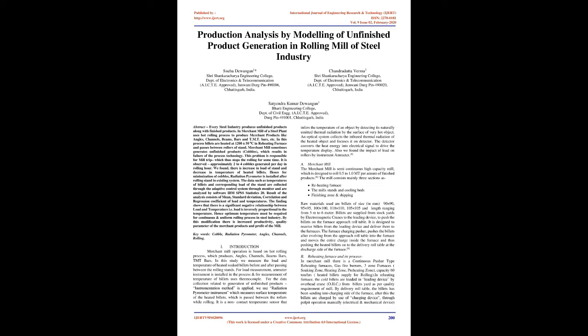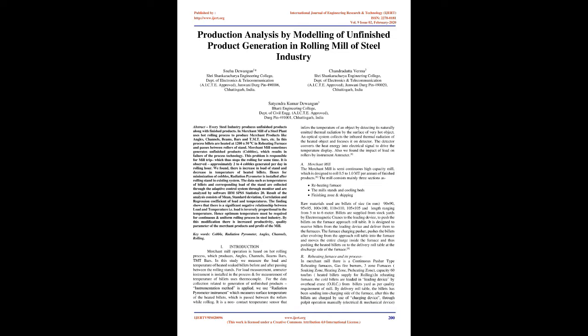It is observed that approximately 2 to 4 cobbles are generated per day in rolling hour. We found there is an increase in load of the stand and a decrease in temperature of heated billets. Hence, for minimization of cobbles, a radiation pyrometer is installed after the rolling stand in the existing system. The data such as temperatures of billets and corresponding load of the stand are collected through the adaptive control system through a monitor and are analyzed by software IBM SPSS Statistics 20.